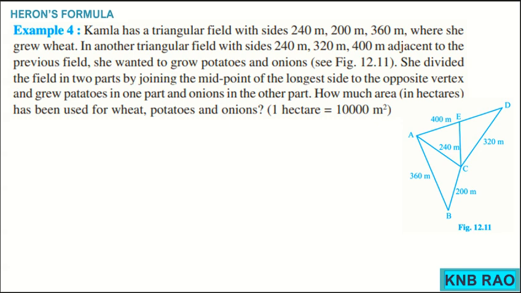By joining the midpoint of the longest side, that means this is the midpoint, correct? This is the midpoint, that means these 2 sides are equal. AE is equal to ED. To the opposite vertex, this is C, it is drawn, and potatoes were grown in one part, onion in another part. Okay. So, potatoes and onions.